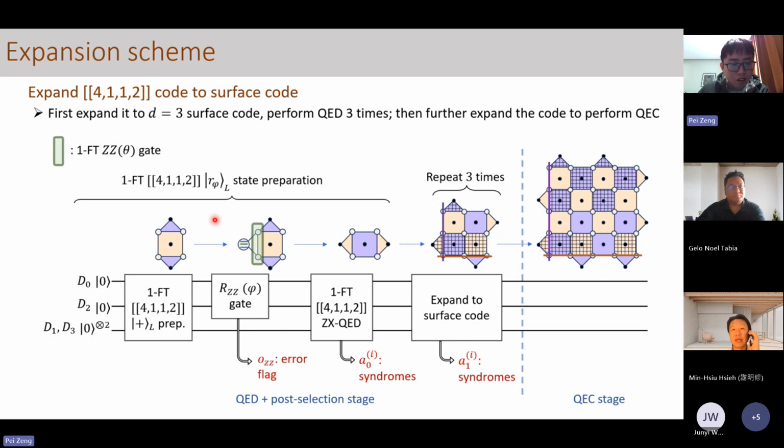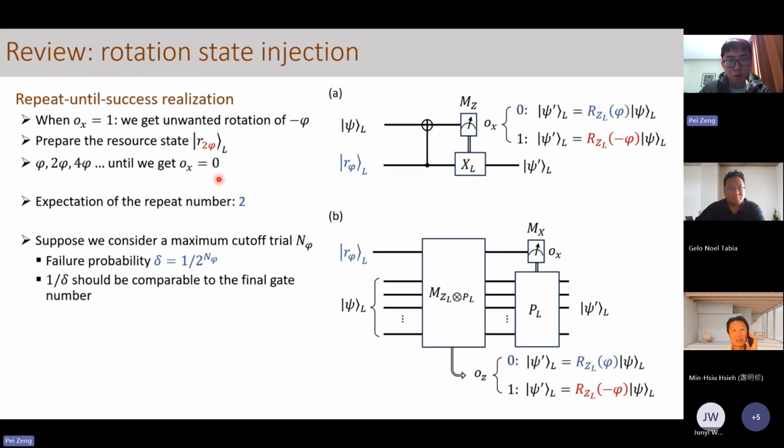So this part is a 412 rotation state preparation, and then you expand this code to a distance d equals 3 surface code, and you repeat the measurement 3 times for post selection. If the state passes the post selection, then you expand it to a very large surface code. In this case, you can prepare a rotation state on this surface code, and you then use this rotation state to implement a rotation gate in this way.